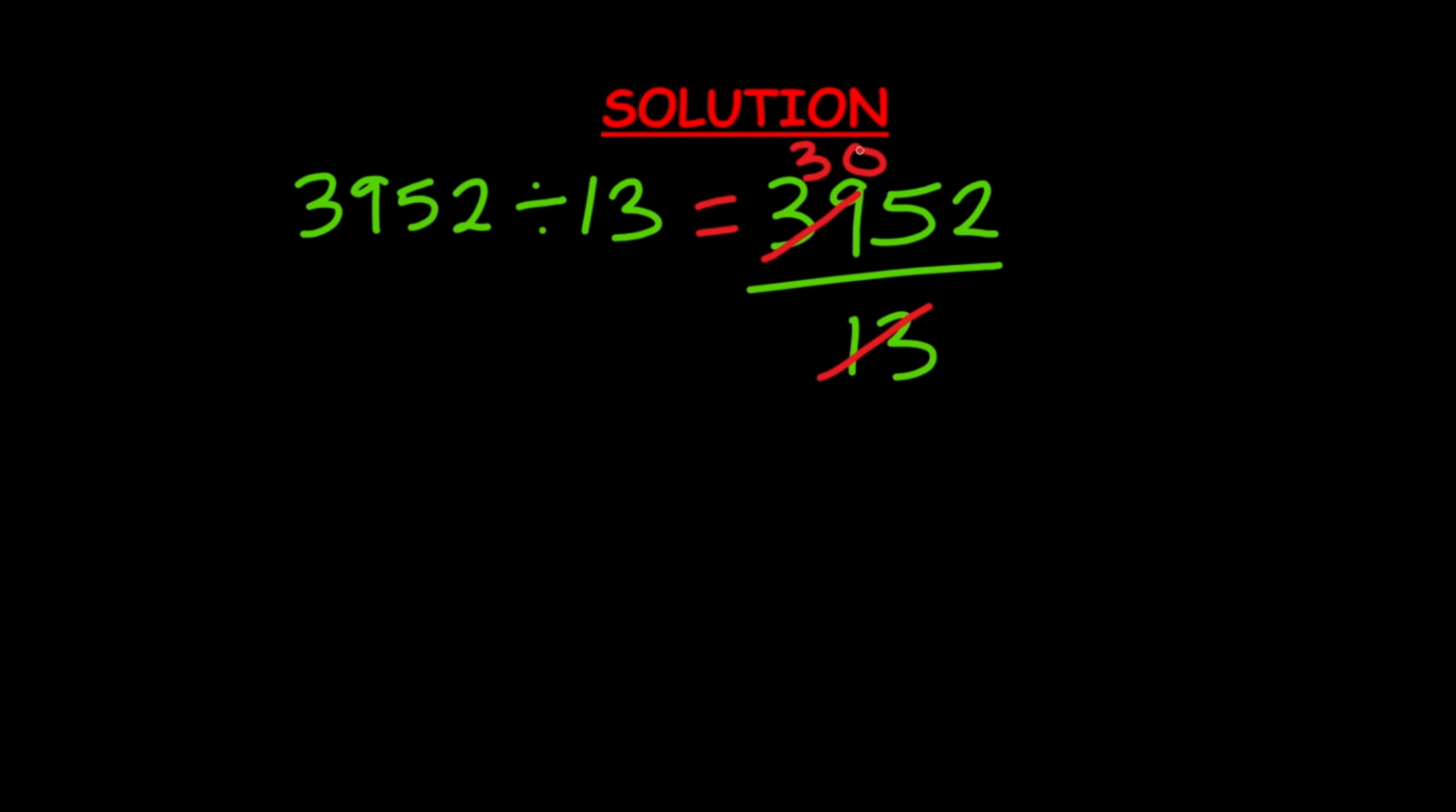Now we have 52. 52 divided by 13 gives 4. Subtract 52 from 52 gives 0. We don't have any more digits to bring down, so our division is complete. So, 3,952 divided by 13 is equal to 304.